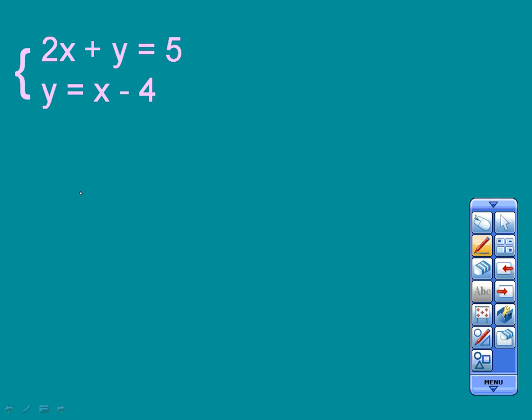Now we combine like terms. So 2x plus x is 3x, and then minus 4 equals 5. So I need to add 4. So 3x equals 9, and now I need to divide by 3. Good, x equals 3.